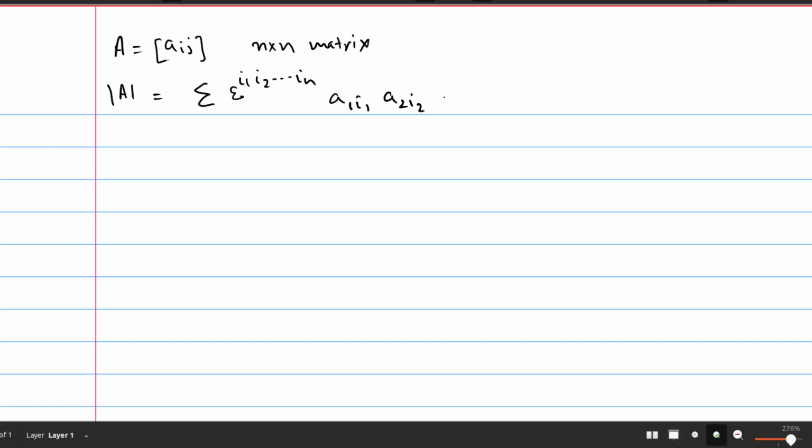Suppose we have an n by n matrix A, then the determinant of this matrix can be written as, where we are summing over all of these indices, and this symbol here is called the Levi-Civita symbol.